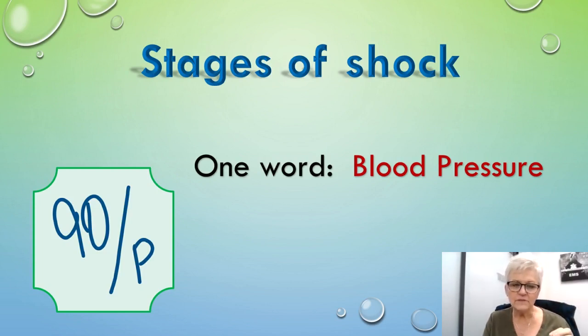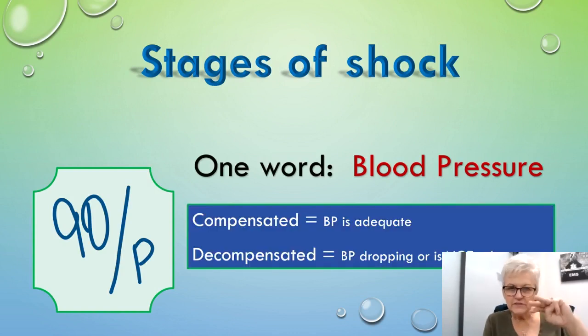So for all intents and purposes, we're going to say 90 systolic is that magic number. If we've got a pressure above 90, then we know we have enough pressure to move oxygen to the cells, specifically to the brain. If it's below 90, we don't know if that's enough to get the job done or not. So there are technically 3 stages of shock, and we're going to look at the first 2. Compensated means the blood pressure is adequate and we can move the blood to the cells.